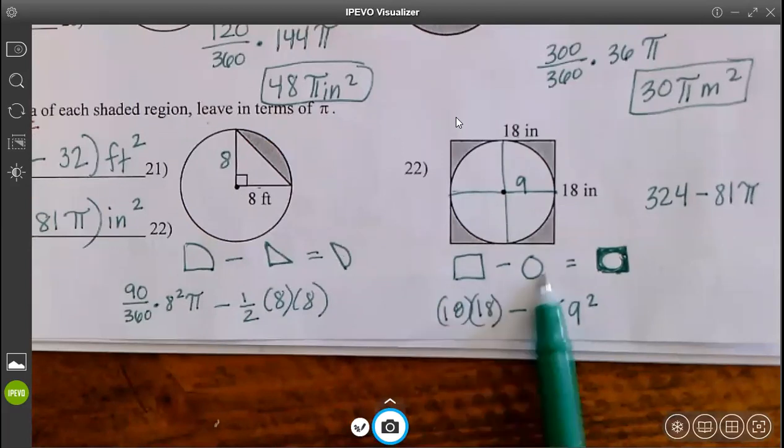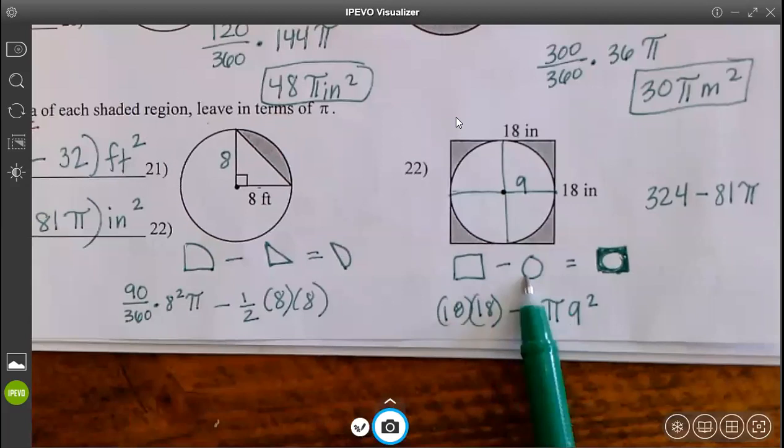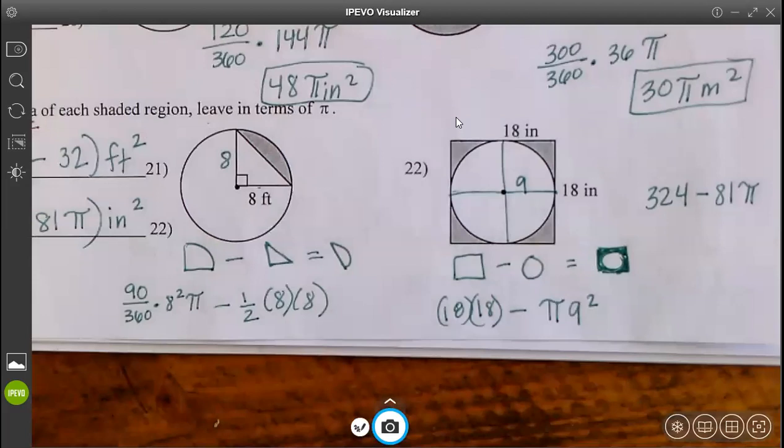So I try to do the visual first and then do the numbers that match up with, here's the area of the square minus the area of the circle gives you the area of the shaded pieces. Yeah. Okay. Cool. Thank you. That helped a lot. Yeah, no problem.